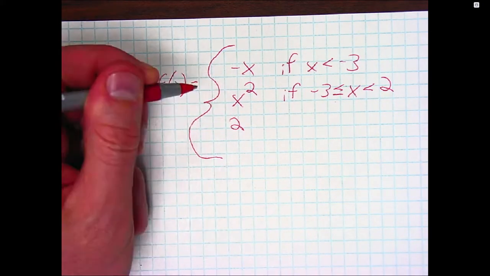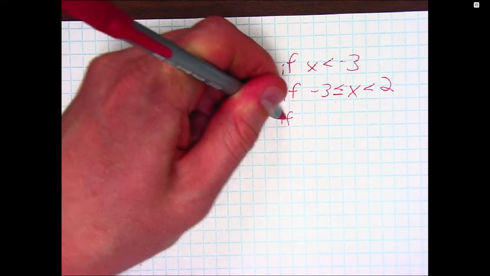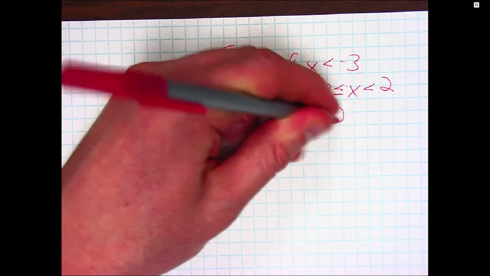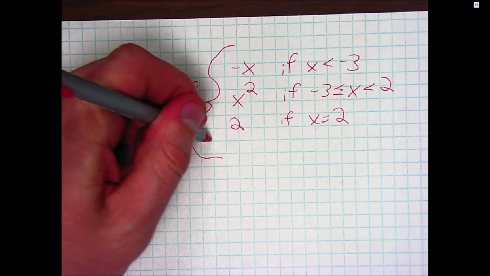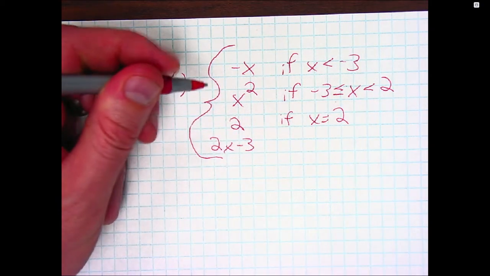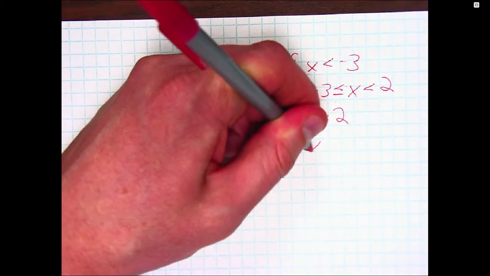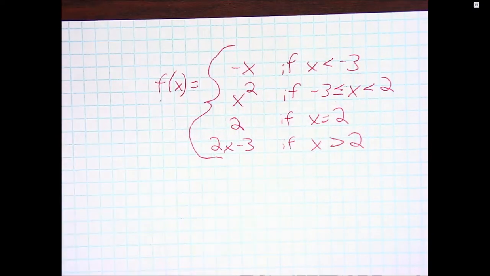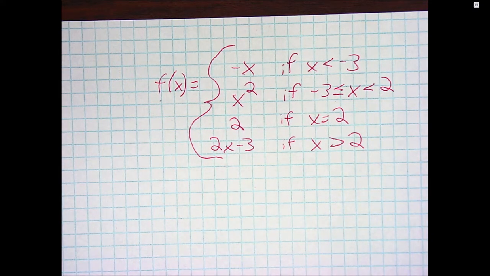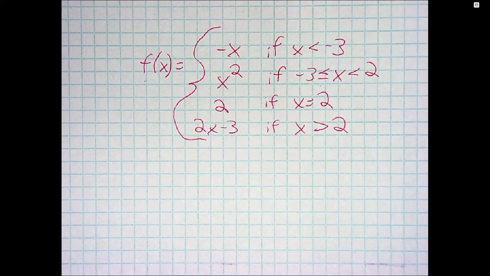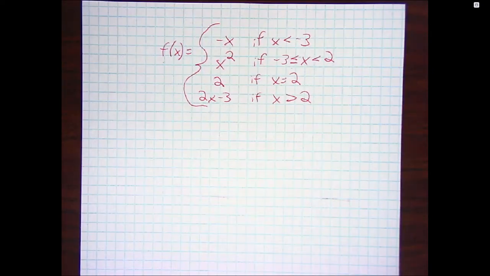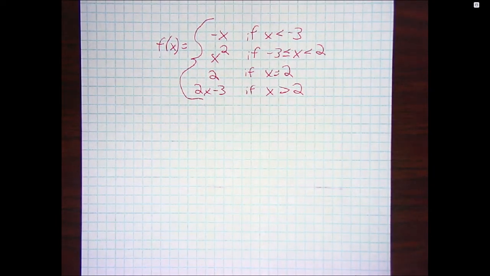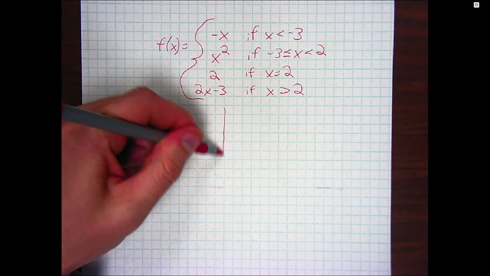Next one is y is 2, and that is true if x is 2. Right? So 2 and 2. And then 2x minus 3 is my last rule, and I'll use that when x is greater than 2. And so there's the rule. Get that copied down. I'm going to zoom out just a little bit so we can see the rule and the graph. And now I'm going to set up my axes.